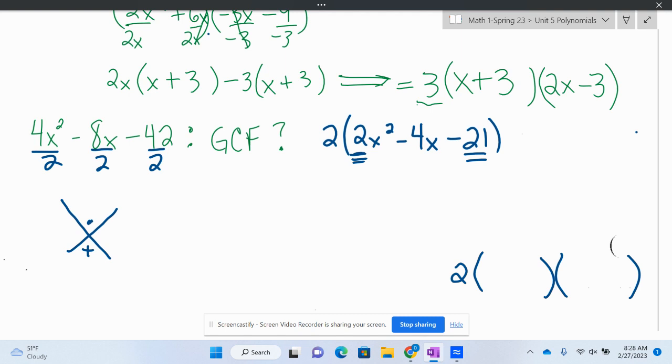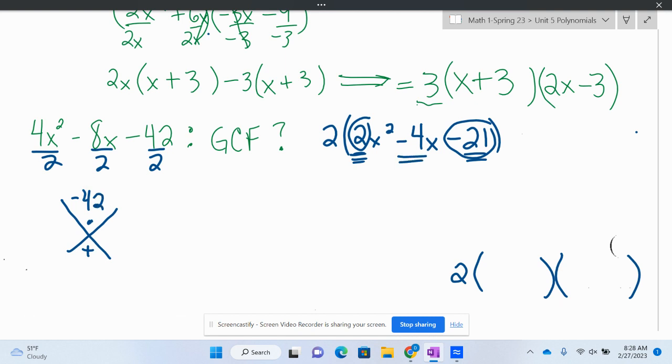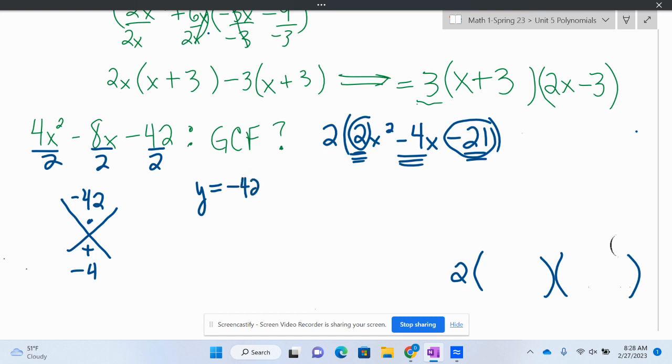A times C gives me negative 42. And they have to add up to negative 4. So y equals negative 42 divided by x. We're looking for two numbers that I can multiply together that give me negative 42, that when I add them, I get a negative 4.